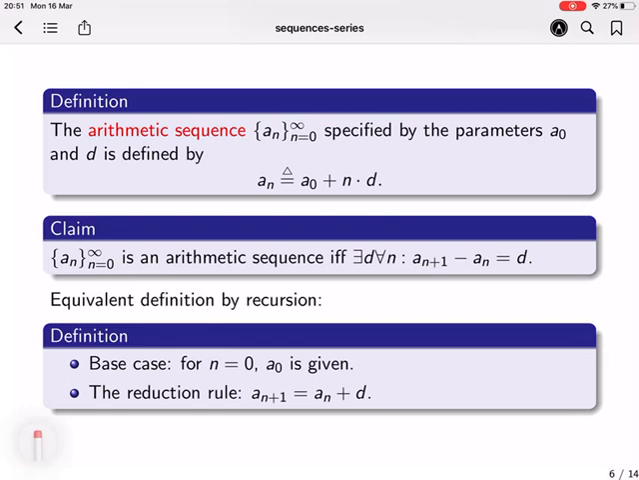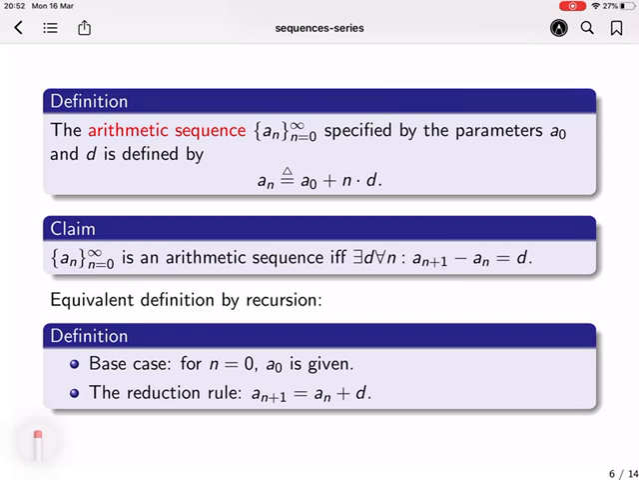Now, an equivalent definition by recursion of an arithmetic sequence proceeds as follows. The base case for n equals 0, you just define a0 to be whatever value you want, and the reduction rule tells you that a(n+1) equals an plus d. Now, this definition is equivalent to the first definition of arithmetic sequences, and the reason these two definitions are equivalent is simply because of our claim.